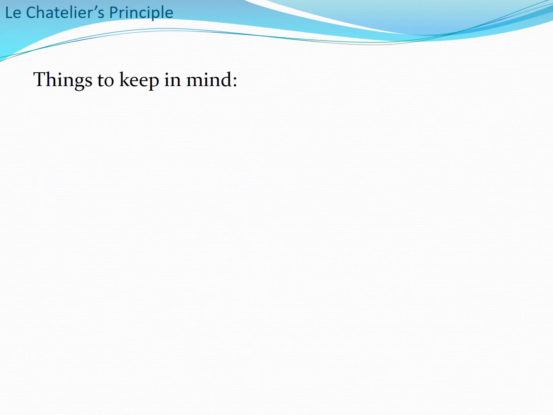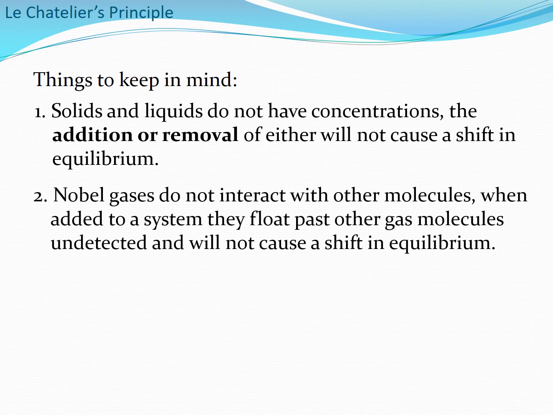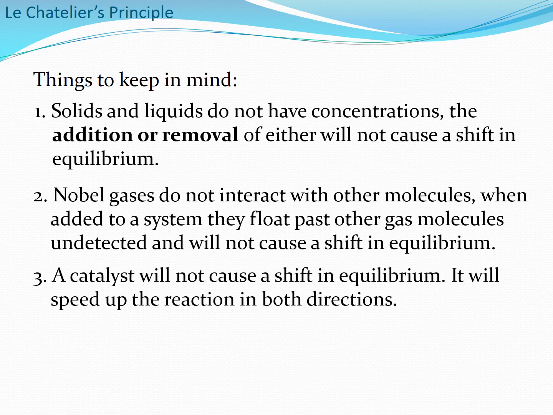Things to keep in mind as you work through the assignment. Now remember, we said equilibrium only shifts when there's a change in concentration or in temperature. Now solids and liquids do not have concentrations, so the addition or removal of either will not cause a shift in equilibrium. Noble gases do not interact with other molecules. When added to the system, they float past other gas molecules undetected, and they also will not cause a shift in equilibrium. And lastly, a catalyst will not cause a shift in equilibrium. It will speed up the reaction in both directions.